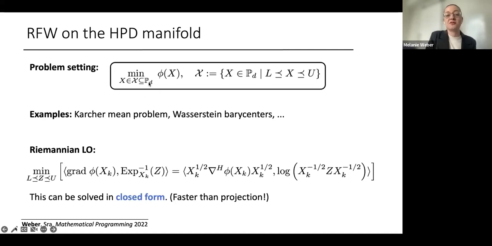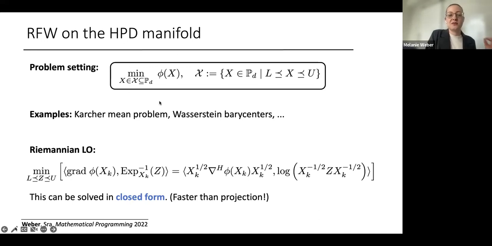So here we are on the manifold of positive definite matrices, and we have interval constraints. The interval constraints here are written with respect to the Löwner order. As you might know, on the positive definite matrices we have a partial order relation introduced by the Löwner order, in the sense that L is smaller or equal in Löwner order than X if X minus L has only non-negative eigenvalues. That is what this curly inequality sign here means.